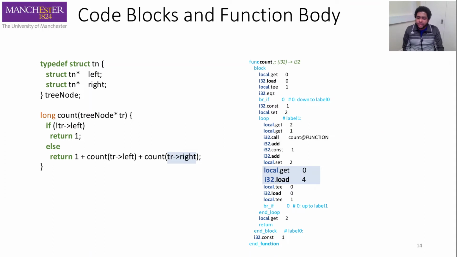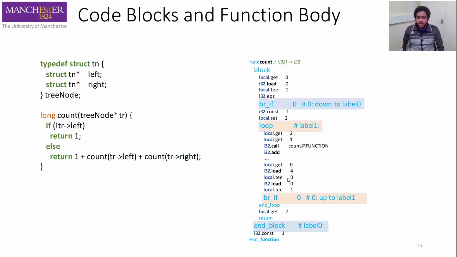WebAssembly code itself is organized into blocks. These blocks can also be nested inside each other. To branch to the outer blocks, WebAssembly provides branch instructions such as the one here, br_if. For example, this conditional branch here jumps to its nearest block, hence the value 0. If the target of a branch is a loop, the execution flow goes to the beginning of the loop. And if we are jumping to a regular block, then it will go to the end of the block.